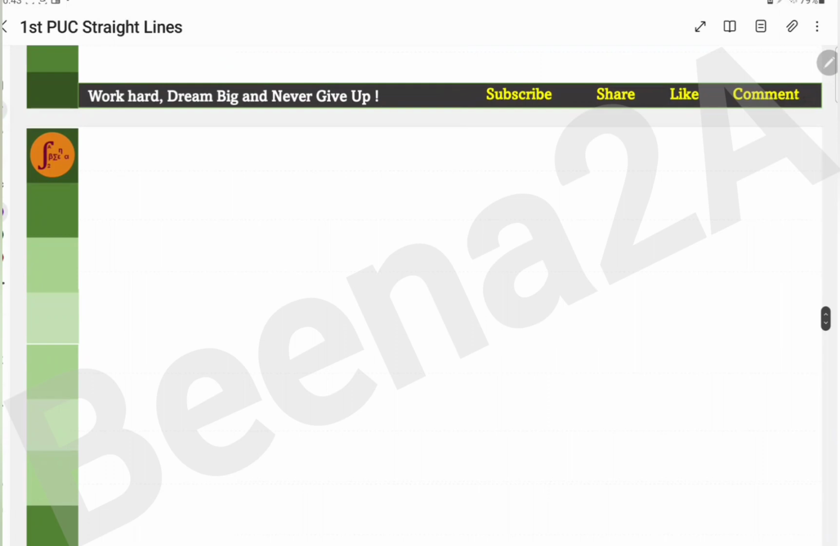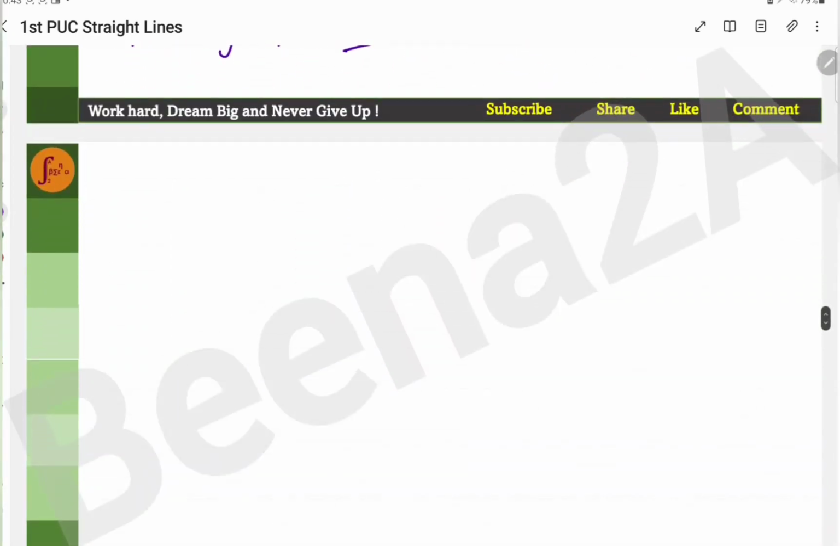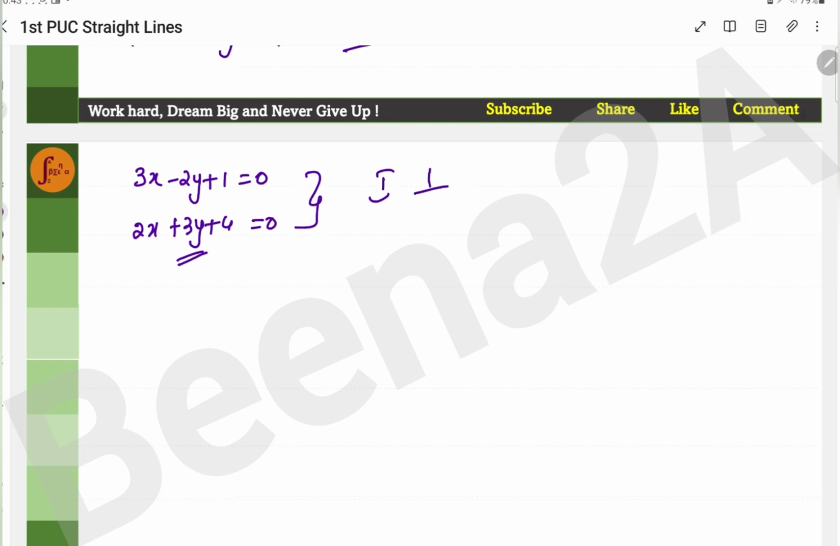Now, just for your information, how do I verify that the lines I have are perpendicular, in case you want to verify in the exam? You have two equations here. Let's write both. One equation was 3x minus 2y plus 1 is equal to 0. Another equation was 2x plus 3y plus 4 is equal to 0. In the first problem, you got these equations. How do you know if it's perpendicular? Take the slope of each line and multiply both the slopes, you should get minus 1.